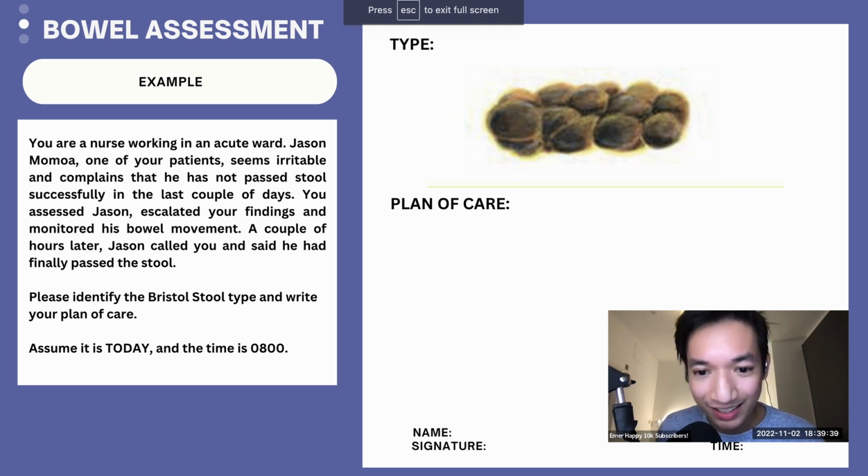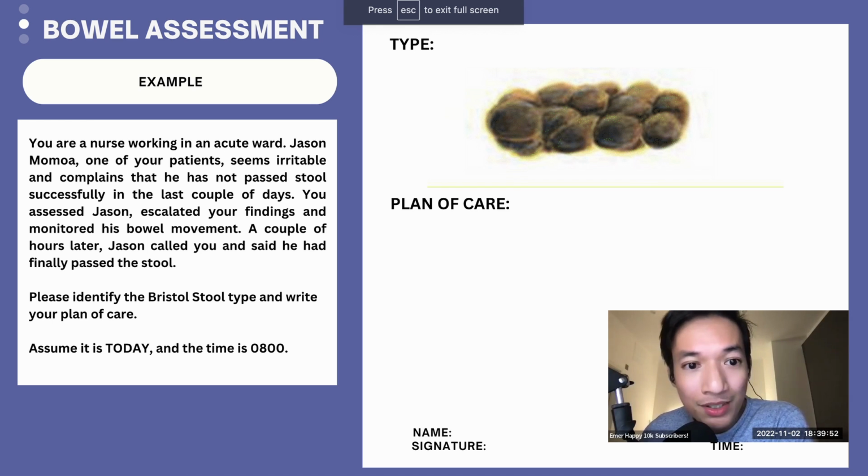Again, guys, this is not the scenario in the examination, okay? I just made this up. All right. Example, you are a nurse working in an acute ward. Jason, one of your patients, seems irritable and complains that he has not passed stool successfully in the last couple of days. You assess Jason, escalate your findings, and monitor his bowel movement. A couple of hours later, Jason called you and said he had finally passed the stool. So your task is, please identify the Bristol stool type and write your plan of care.